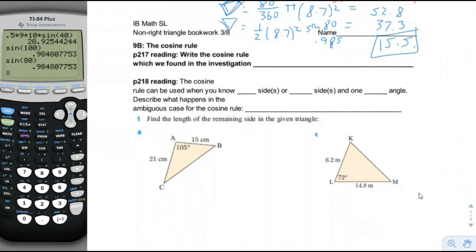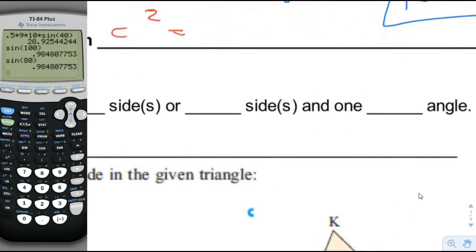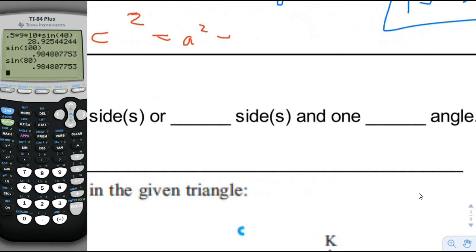Okay, now we're going to do page 3 and 4 of non-right triangle. 9b, the cosine rule. Let's write down the cosine rule, which we found in the investigation. Basically, it's c squared equals a squared plus b squared minus 2ab cosine of c.